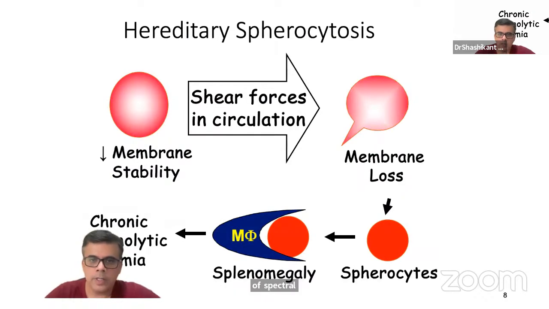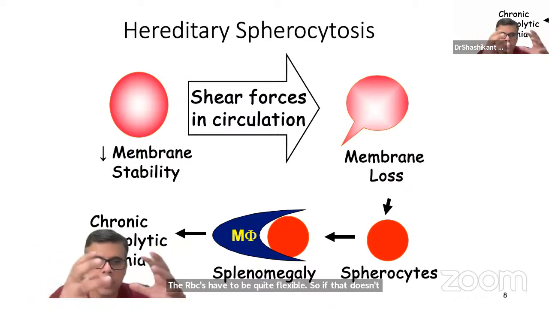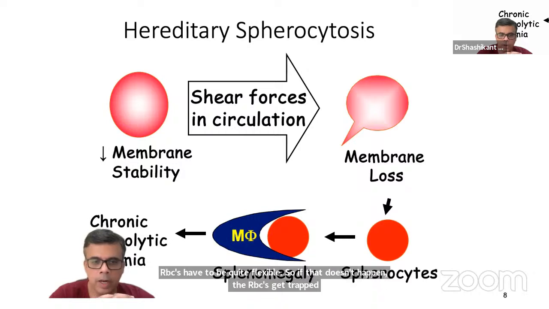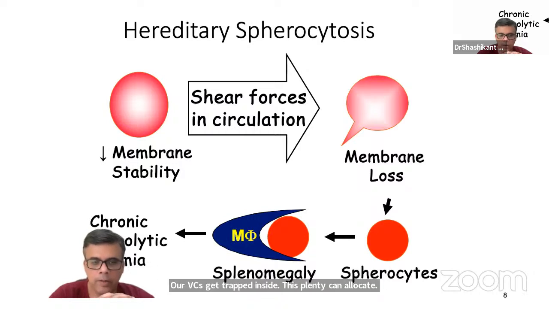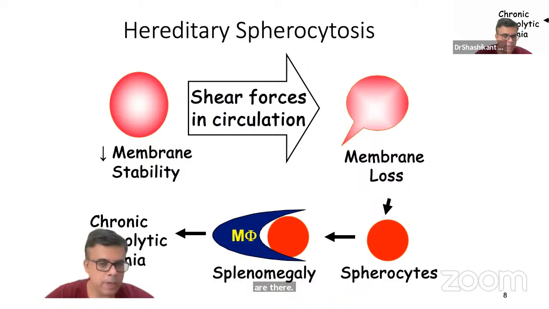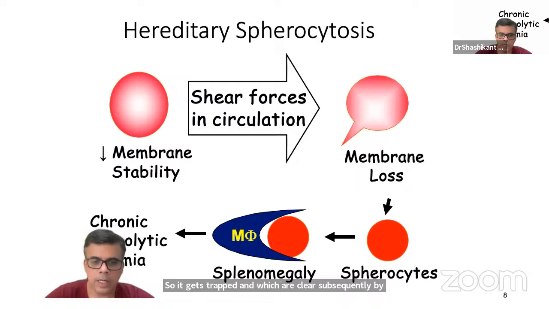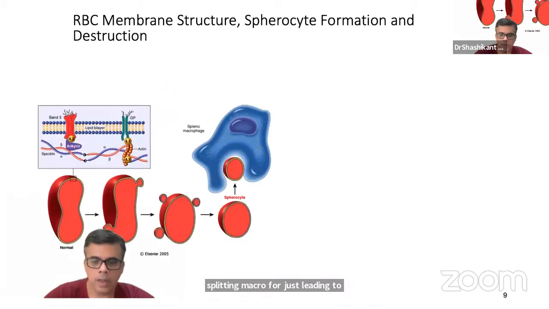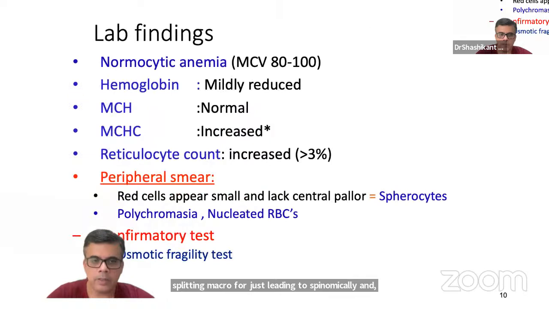As we discussed, there is a shear force while passing through the splenic canaliculi. The RBCs have to be quite flexible. If that doesn't happen, the RBCs are unable to pass through the splenic canaliculi. They are rigid RBCs, so they get trapped and are cleared subsequently by splenic macrophages, leading to splenomegaly, and there is basically hemolytic anemia. So it is depicted in this animation as well.